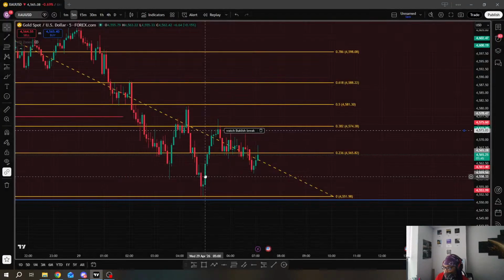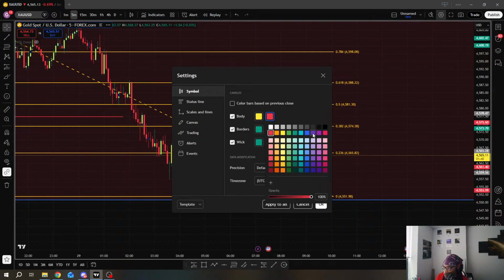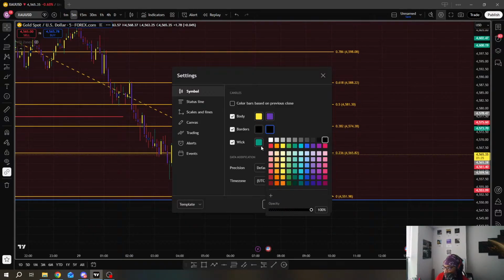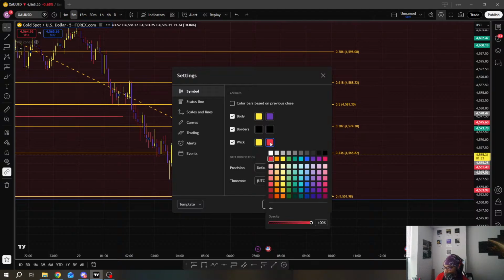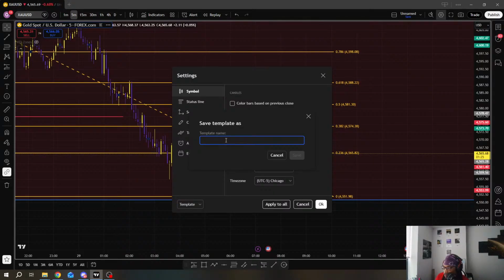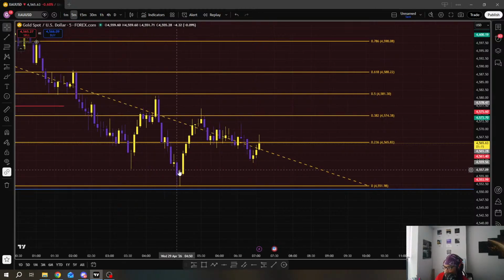I changed my candlesticks and they didn't change back. I changed it to yellow. This one was purple. This one was black. I think this one was yellow and this one was purple. Save as Gold Rush. The Gold Rush. Yeah, I was liking my little purple candelitos.